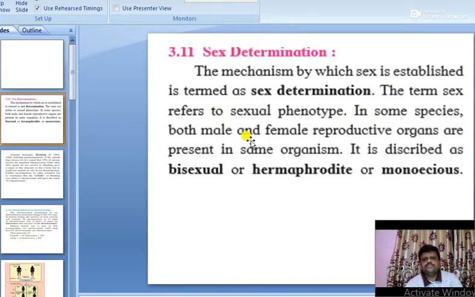In some species, both male and female reproductive organs are present in the same organism or the same animal, which is known as bisexual or hermaphrodite or monoecious. While in some organisms sexes are separate, those organisms are known as unisexual organisms. Those who have separate sex organs are known as unisexual organisms, while those who have both sex organs in the same organism are called bisexual or hermaphrodite or monoecious.